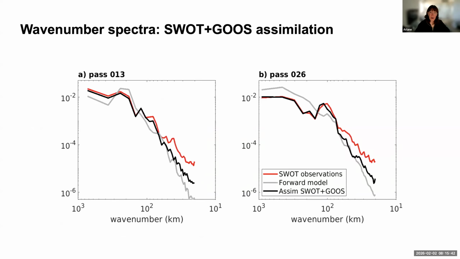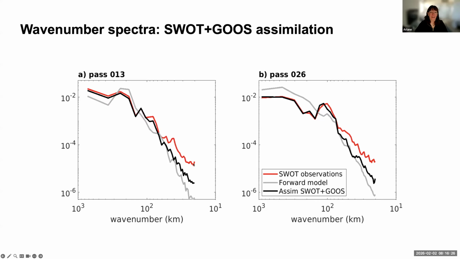Okay, these are wave number spectra. So we have the two passes in the domain, and I'm plotting the spectra separately for each pass. The red curve is the SWOT observation. Basically every day we have one pass and I subsampled every 10 kilometers, so I have something like 10 lines along which I'm calculating the spectra. And then I average the spectra for the May 2023 period.